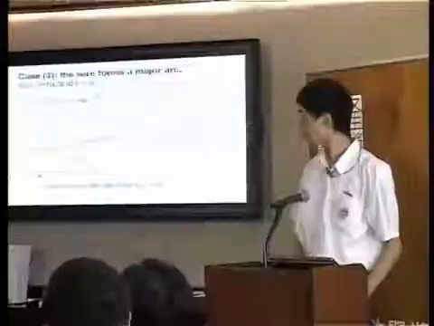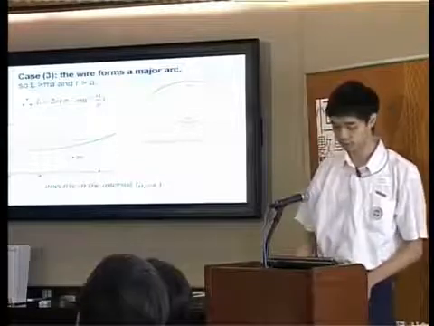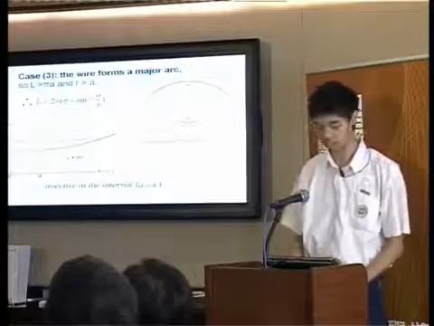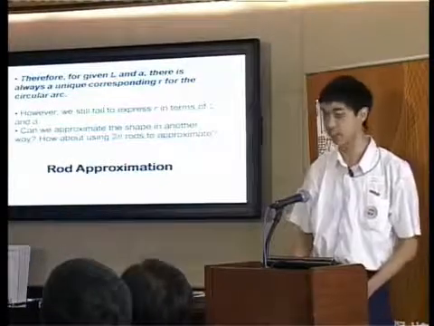For case 3, the last case, the wire forms a major arc, and the equation of L against R is this, and the graph is sketched like this. Again, this function is injective also. Therefore, the conclusion is that for a given L and a, there is always a unique corresponding radius for the circular arc formed. However, as the equations are nonlinear, and I cannot express R in terms of L and a explicitly, therefore, I decided to approximate the shape of this curved wire in another way.